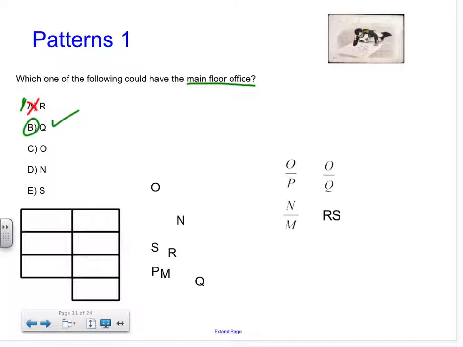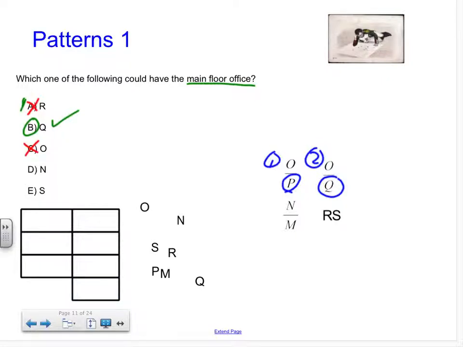Okay, so C says O on the main floor, so let's try with O. And without going too much further, I know that if I place O on the bottom floor, it would break the first condition and the second condition, because O needs to be on top of P and O needs to be on top of Q. And if it's on the main floor, there's not a chance that it could be above these two letters. So we can eliminate C. Okay, so let's take out O.